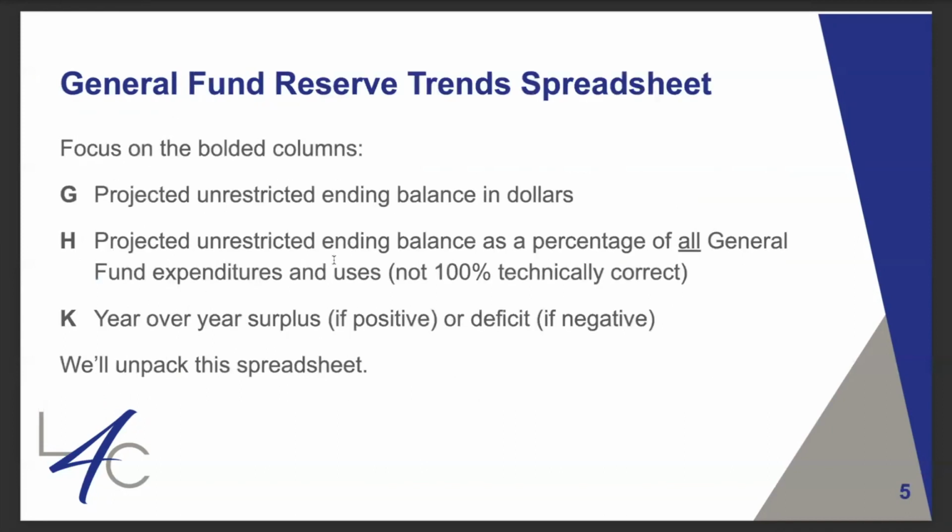I'm going to focus on the next slide. It's going to have some spreadsheets on it. And I want to make sure that if you're looking at those, we're going to focus on 3 columns: the projected unrestricted ending balance in dollars for each year, column H, which will be the ending balance as a percentage of the budget, and column K, which will tell us how it's changing from one year to the next. If the number is positive in column K, that means we are spending less money than we're taking in. If it's negative, that means we're deficit spending or taking in less money than we're spending.